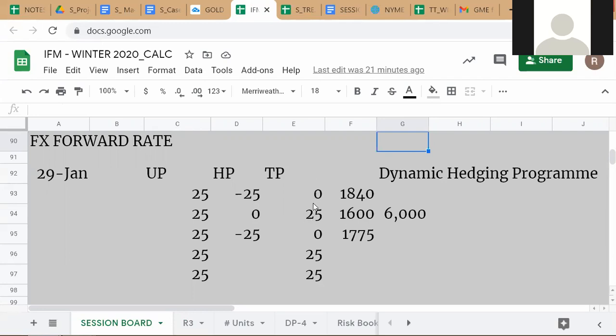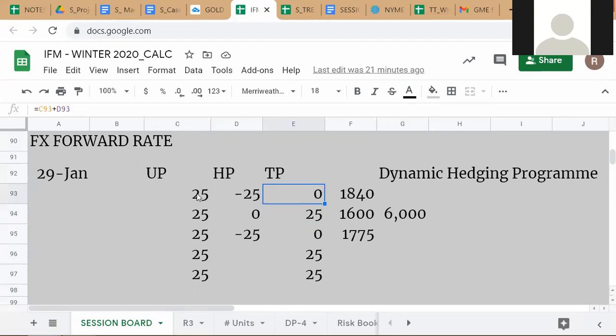In the subsequent transactions, you see here, the total risk has gone up because you did a short hedge at 1840 and you squared it at 1600. So now your underlying position remains the same, but the hedge position has gone to 0. So the total position went from 0 to 25. But this is the first transaction. The first transaction did reduce the total risk.